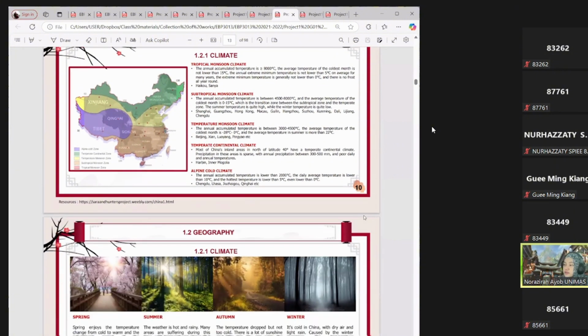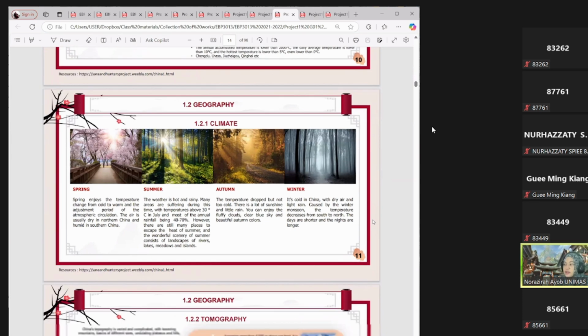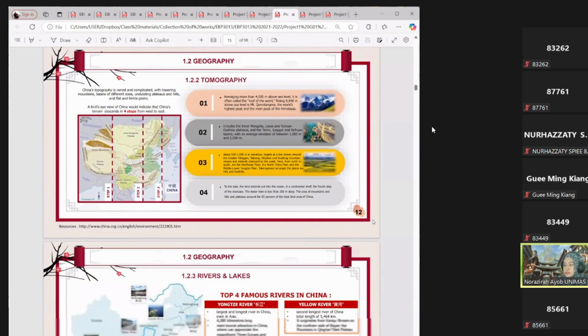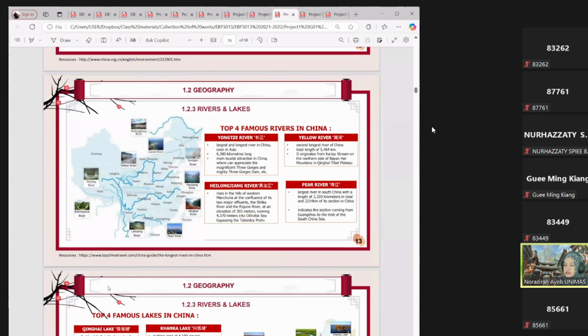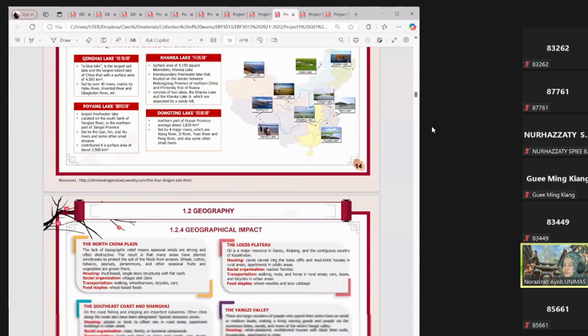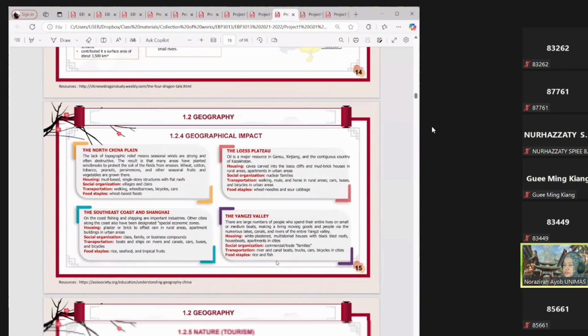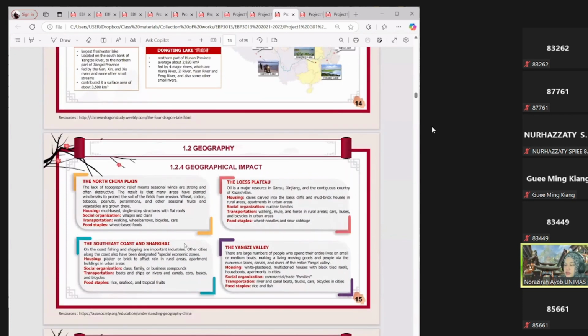Geography. So you see, it's not slides. It's never slides, okay? It's report. Formatting, heading, subheadings, number of pages, resources, kena ada. China is huge, so dia punya plane dia pun like from one place to another.